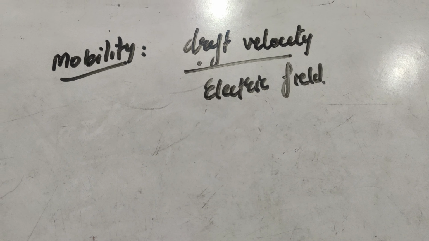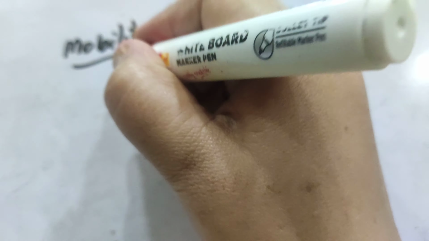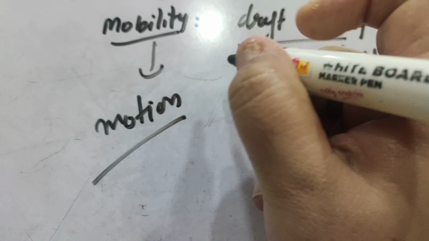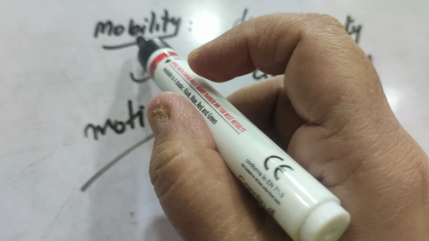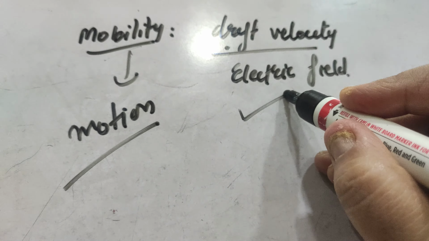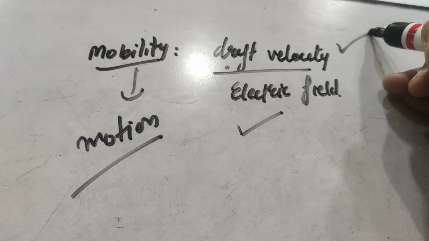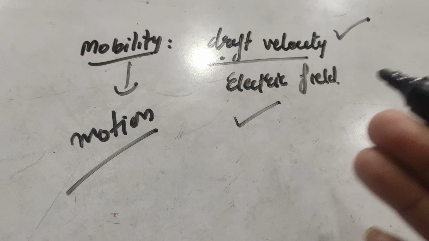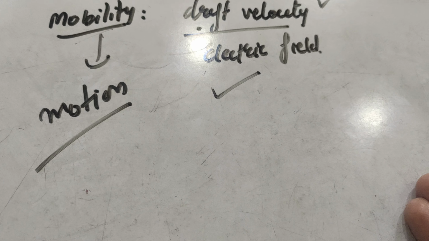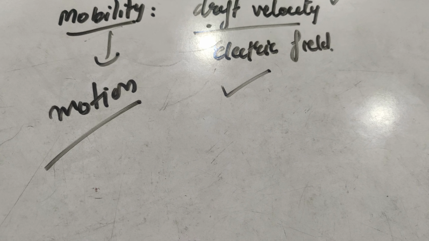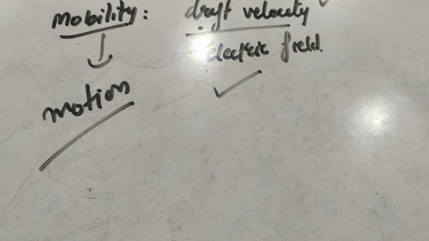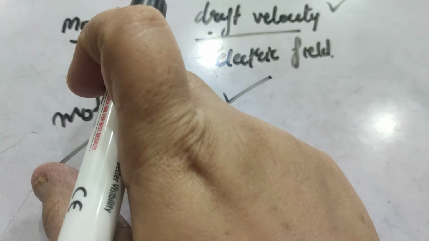Our next topic is mobility. Mobility stands for motion. So, for free electrons, if we are talking about the mobility, it means on applying the electric field, how much drift velocity these electrons acquire is called mobility. Naturally, when we apply the electric field, these electrons get drifted toward the positive end of the conductor, meaning they come under motion. So what amount of motion they acquire on applying the electric field is called the mobility.